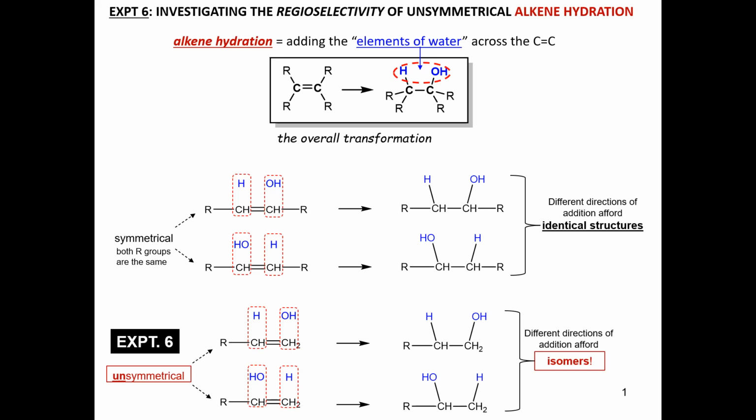The goal in this experiment is to establish the direction or mode of addition of the elements of water across the carbon-carbon double bond of an unsymmetrically substituted alkene by isolating the alcohol product and identifying which isomer, which regioisomer was afforded.